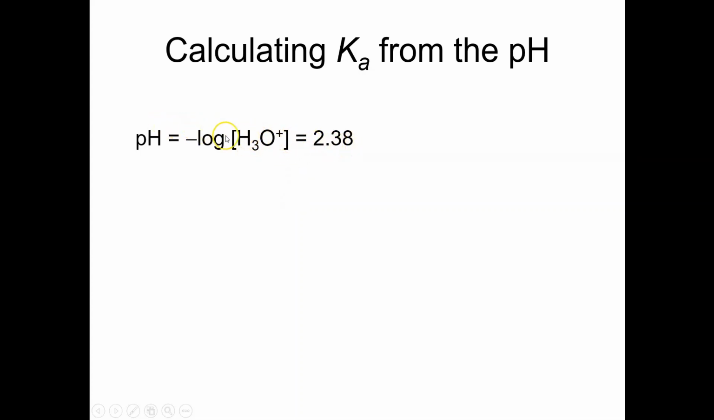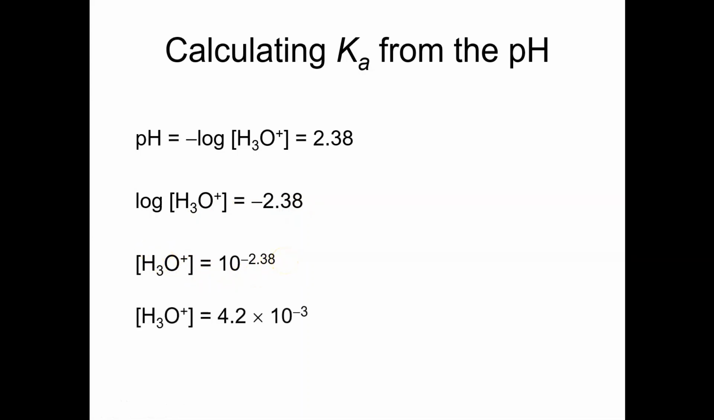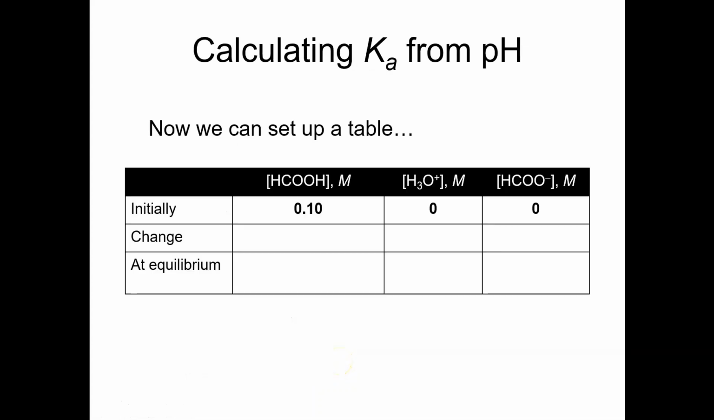So the pH is equal to the negative log of the H plus, which is equal to 2.38. Therefore, the log of the H plus is equal to negative 2.38. Therefore, the hydronium concentration is 10 to the negative 2.38, which is equal to 4.2 times 10 to the minus 3. And we know from the balanced equation that the formate concentration is going to be equal to the hydronium concentration, and therefore it's also 4.2 times 10 to the minus 3. So let's go to the ICE table.